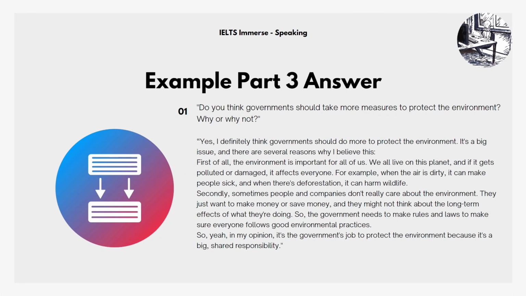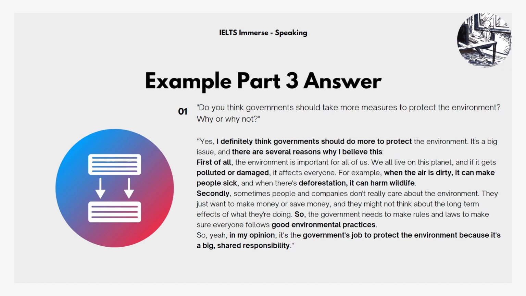On your screen now is an example part 3 answer. This is the question. Do you think governments should take more measures to protect the environment? Why or why not? Take some time now to read the answer and highlight words that you think are important in terms of the structure and also in terms of making it a more advanced answer.